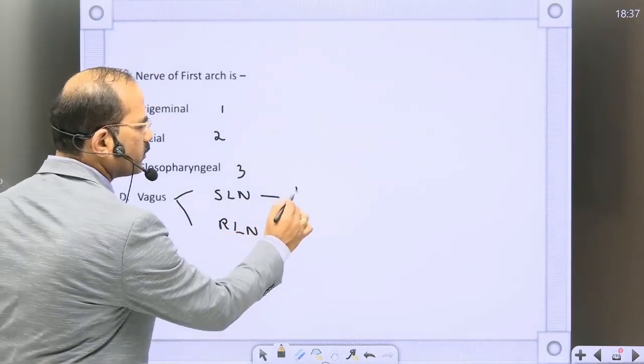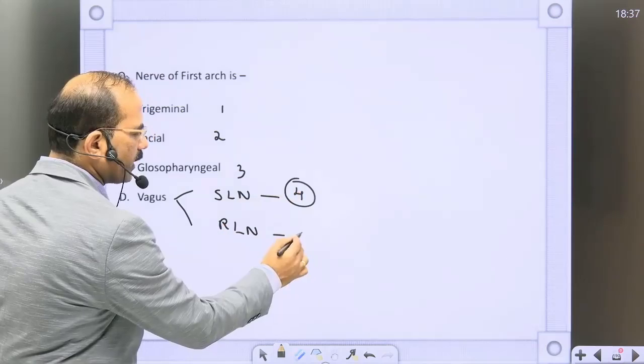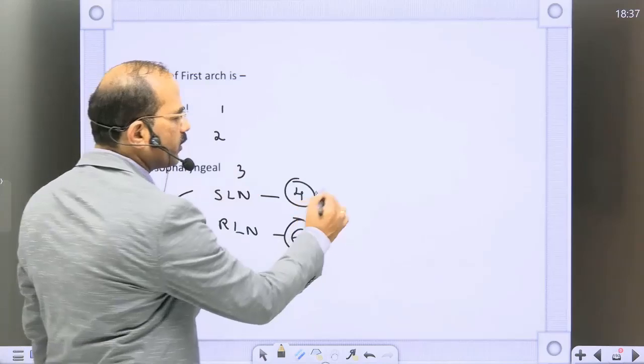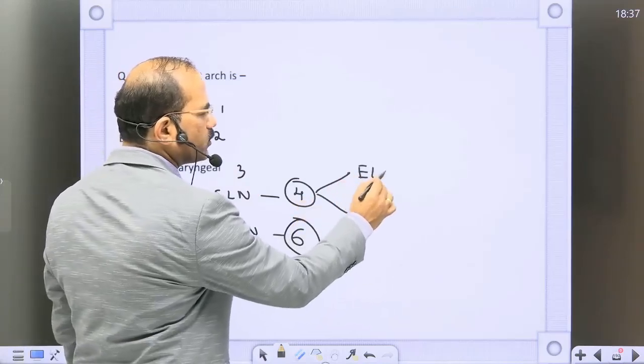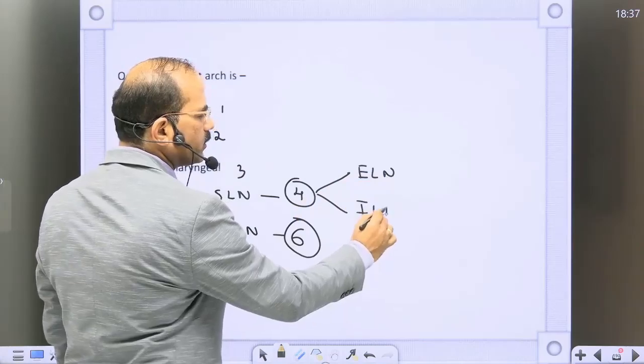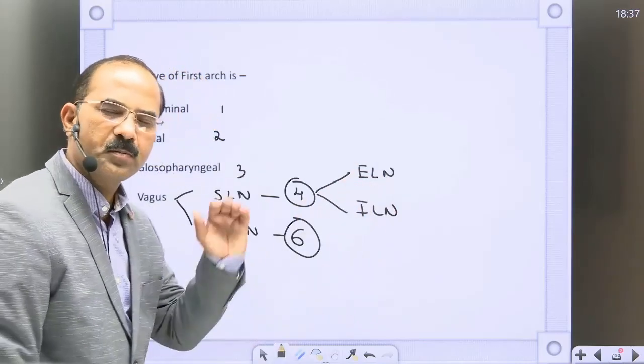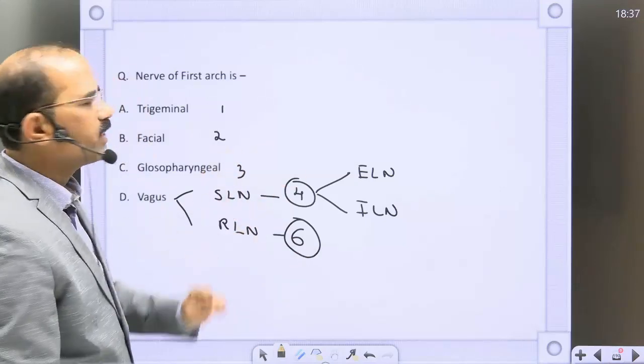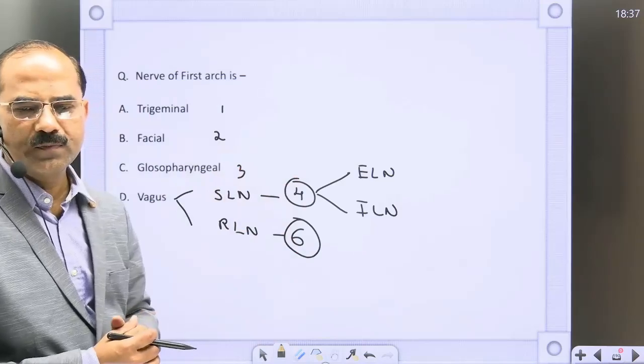Superior laryngeal nerve is a nerve of the fourth arch. Recurrent laryngeal nerve is a nerve of the sixth arch. The superior laryngeal further divides into an external laryngeal nerve and an internal laryngeal nerve. So all these details we have seen in the previous lectures. Just go through it. What does the recurrent laryngeal nerve supply? Clear to all of you?